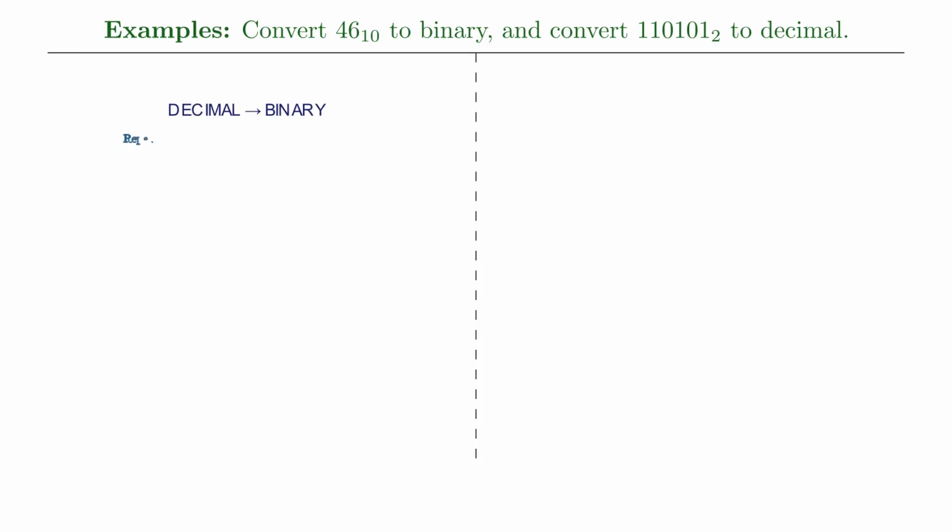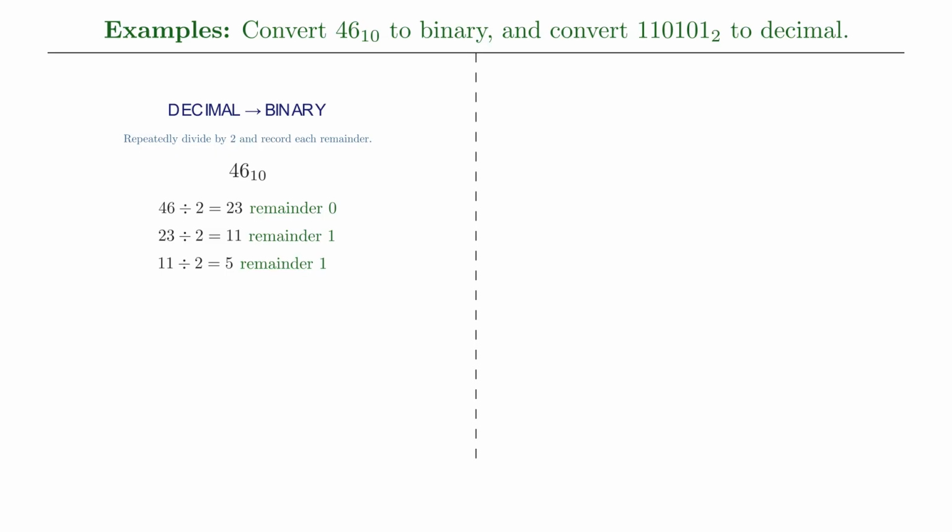The rule is to repeatedly divide by 2 and record each remainder. We start with 46. 46 divided by 2 equals 23, remainder 0. Then 23 divided by 2 equals 11, remainder 1. Then 11 divided by 2 is equal to 5, remainder 1. Next, 5 divided by 2 equals 2, remainder 1.